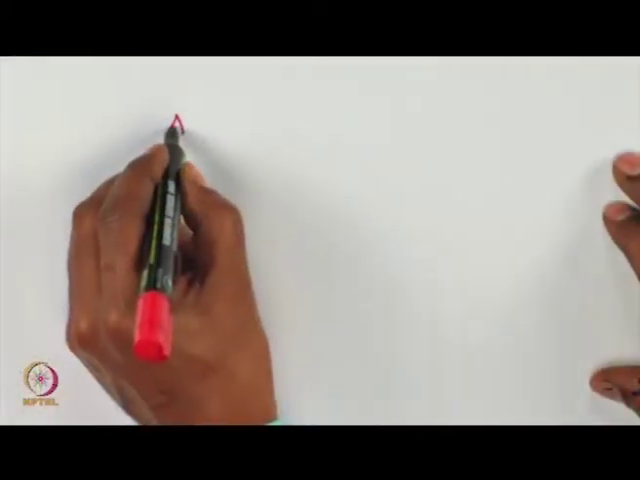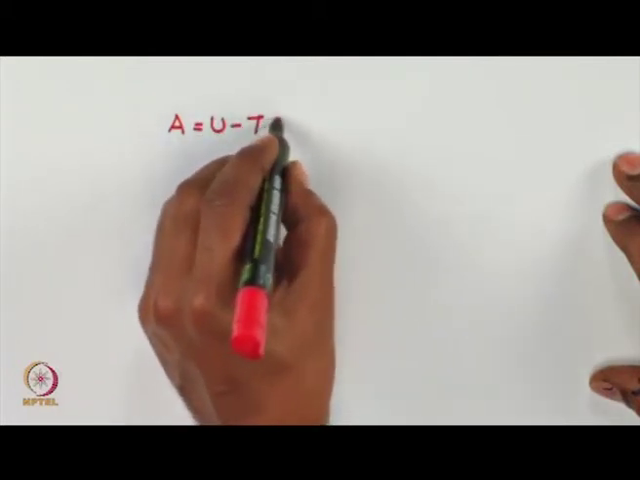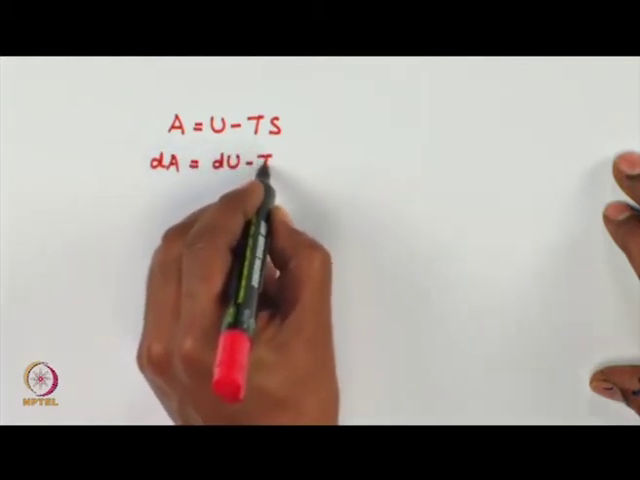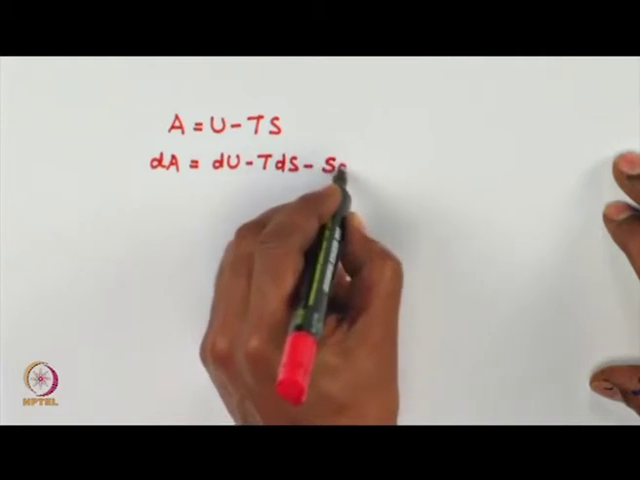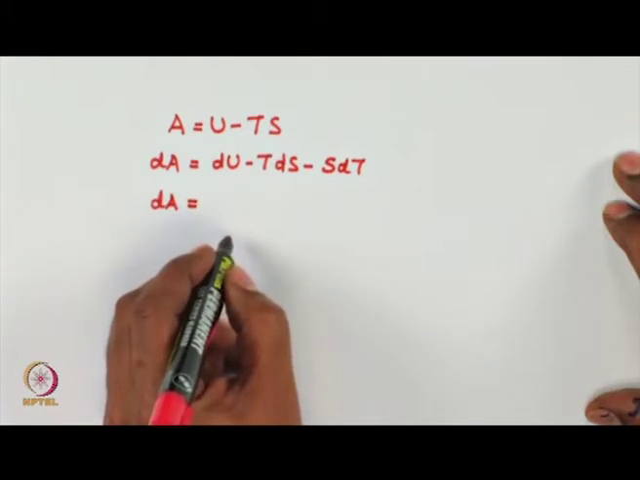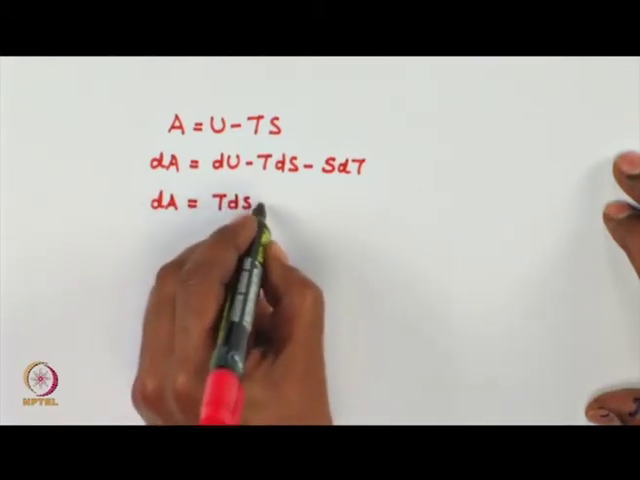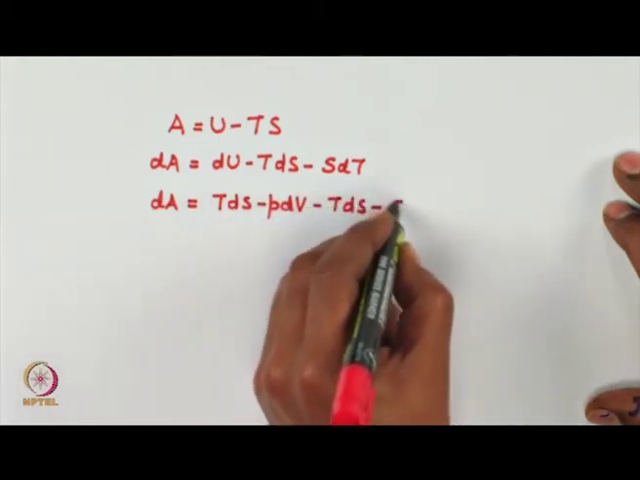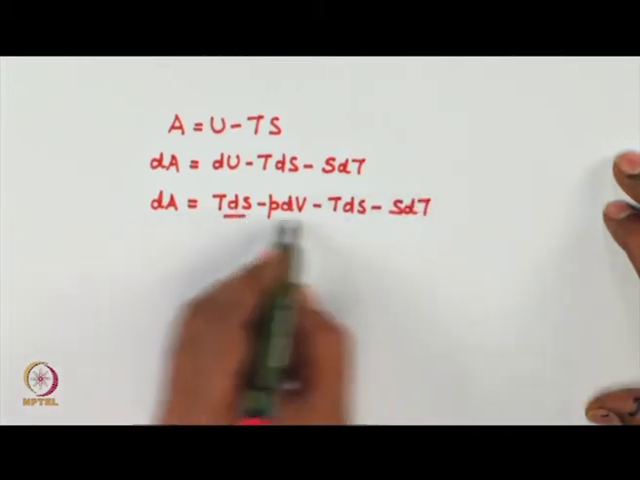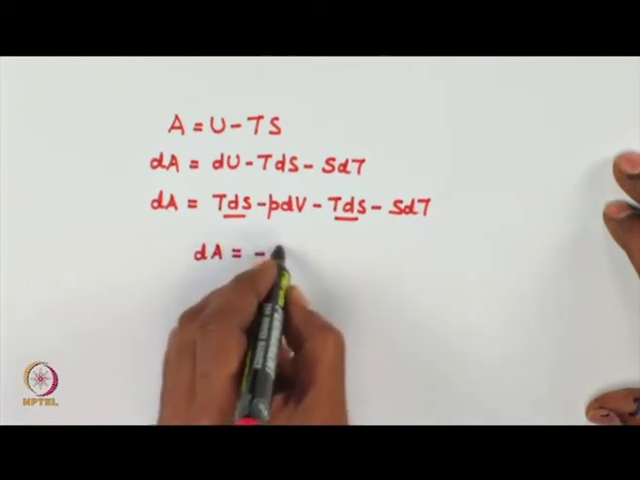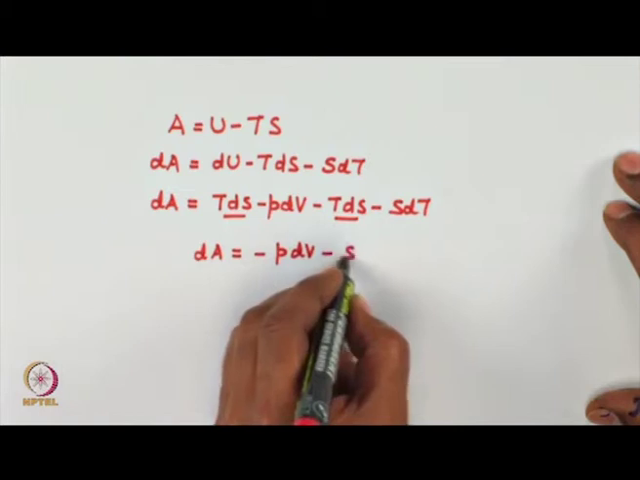You remember that if you start with A is equal to U minus TS, then dA is equal to dU minus TdS minus SdT. Instead of dU, if I write dU is equal to TdS minus PdV, then this TdS and that TdS get cancelled. So what I have is dA is equal to minus PdV minus SdT.